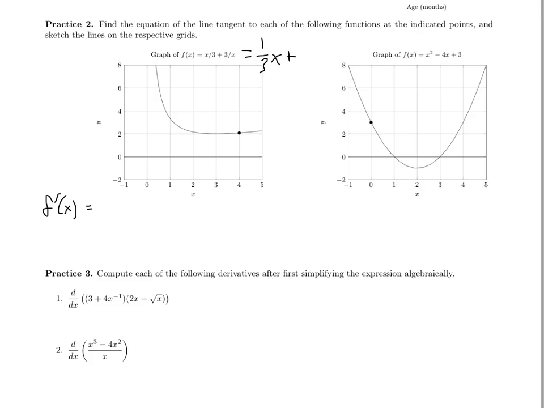plus 3 over x, which is the same as 3 times x to the minus 1. So we talked about this in class. We did one like this, where we want to rewrite fractions so that it's 1 over the denominator times the numerator. So here I have the x is the numerator times 1/3. So x over 3 is the same as 1/3 times x, and 3 over x is the same as 3 times 1 over x, and 1 over x is the same as x to the minus 1.